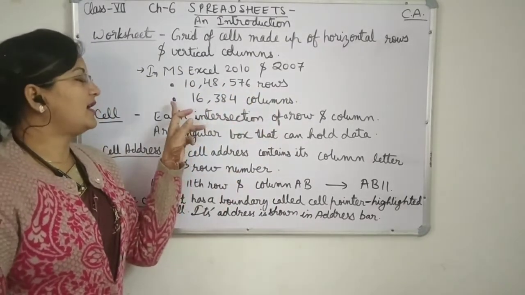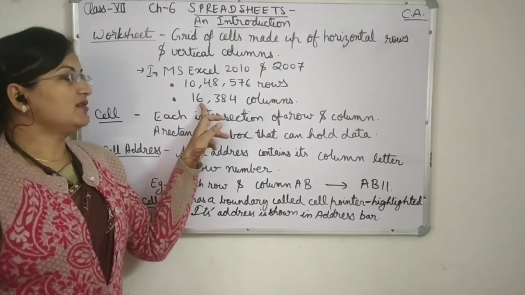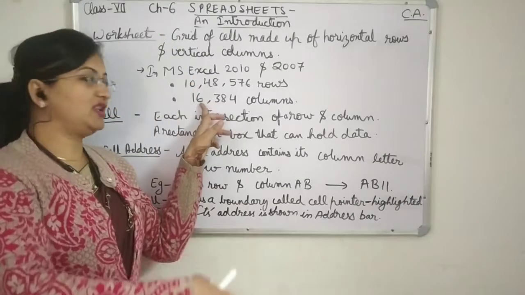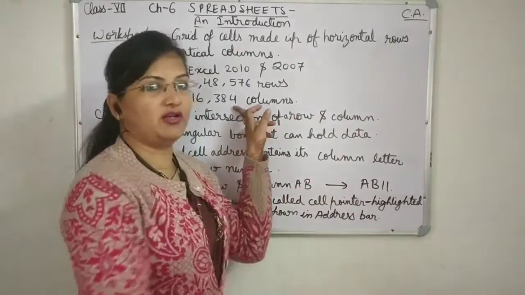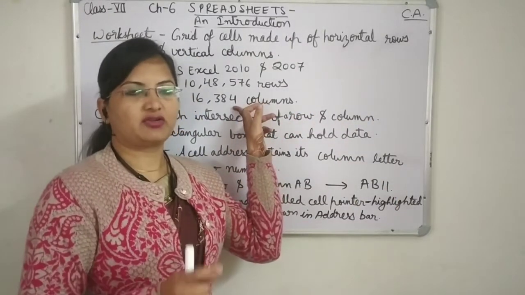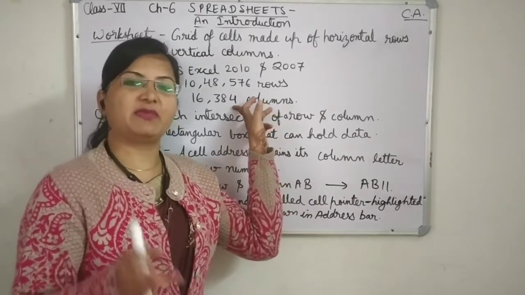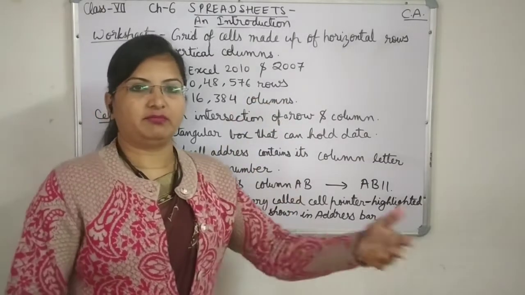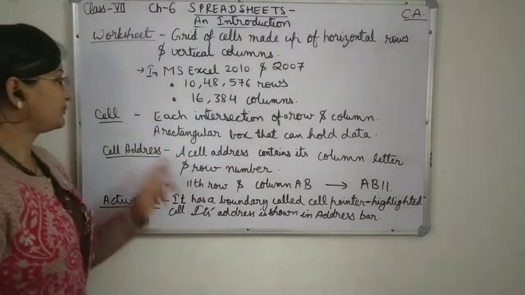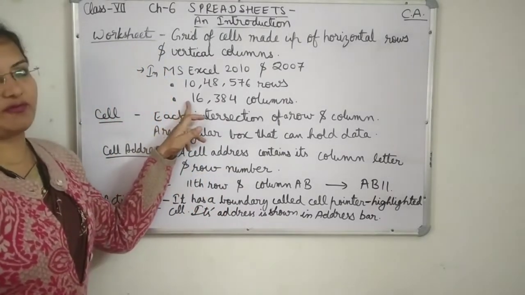10,48,576 rows, and the number of columns is 16,384 columns in a single sheet. So you can't imagine how many rows and columns there can be across many sheets in a workbook. It stores a large amount of data.